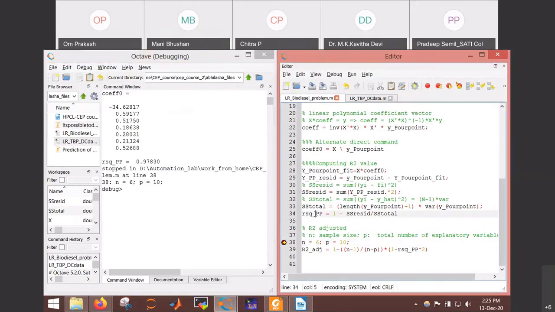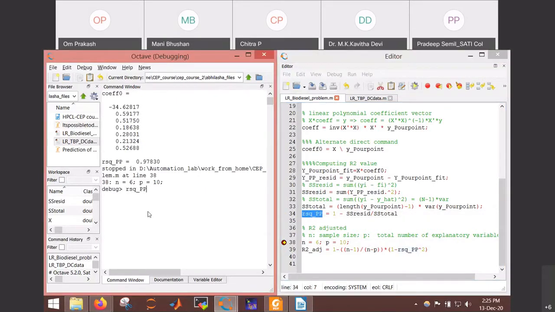See this value. You can see the R2 value. It's 0.97, almost close to 1. So I can say this is a good fit.